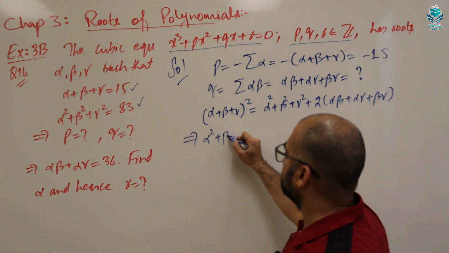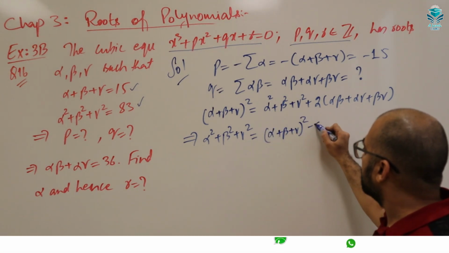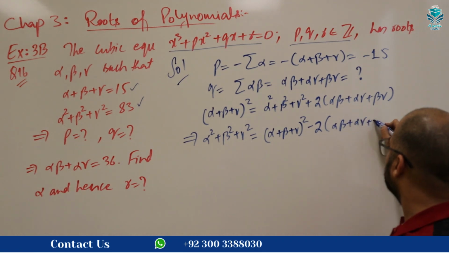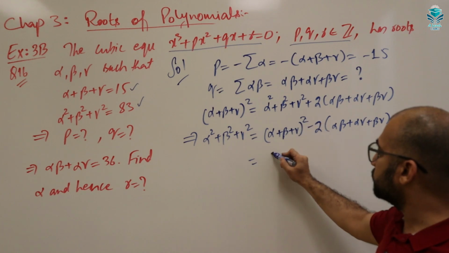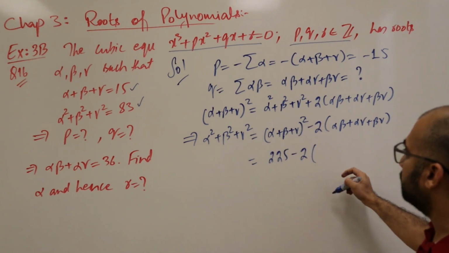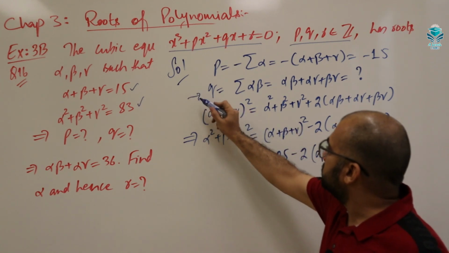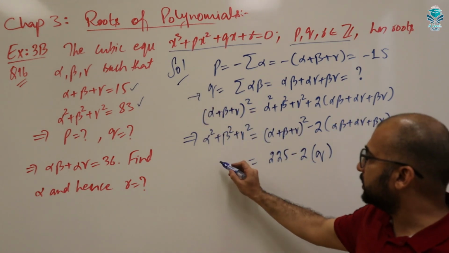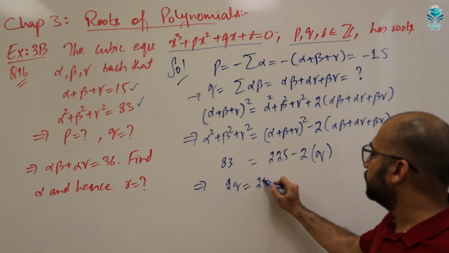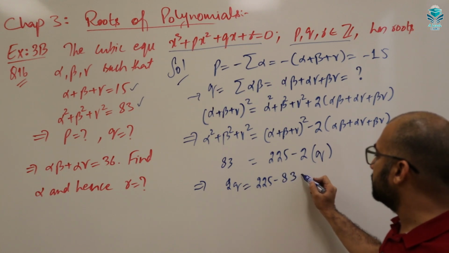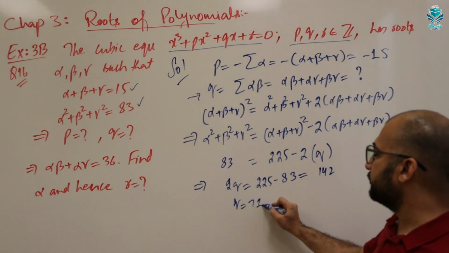Rewrite this equation, you will get the sum of squares minus 2 times the sum of products. What is the value of this one? 15. 15 squared is 225, and the sum of the products of two roots is q, this is q. So the value of this square is 83. So you can write 2q equals 225 minus 83, which is 142, and q is 71.